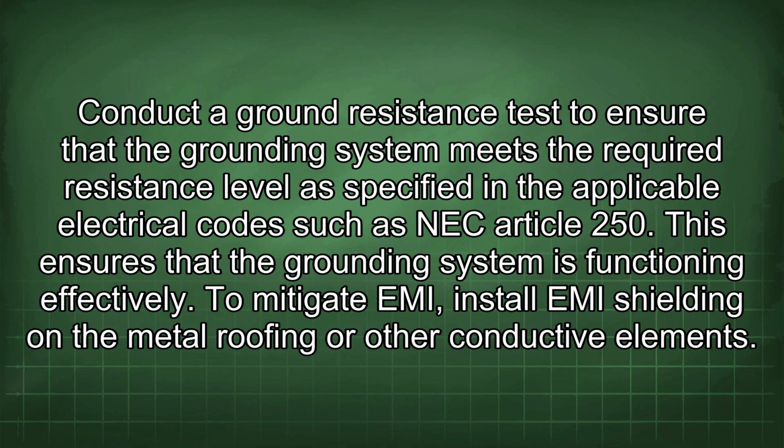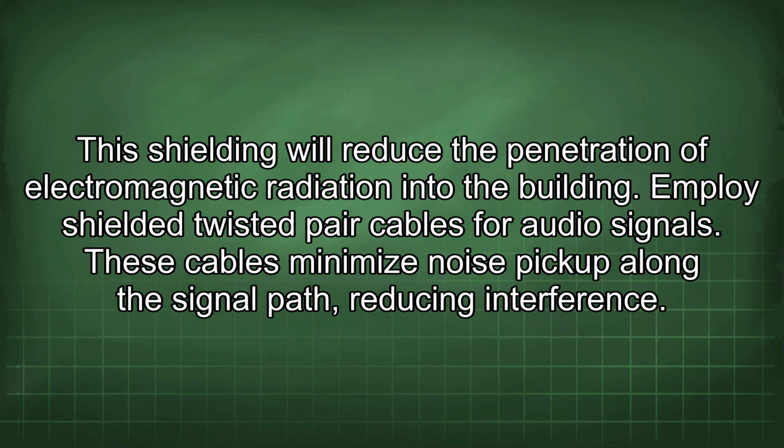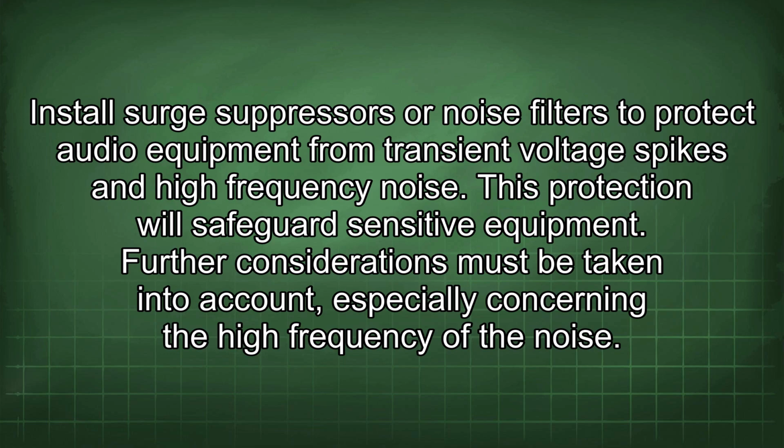To mitigate EMI, install EMI shielding on the metal roofing or other conductive elements. This shielding will reduce the penetration of electromagnetic radiation into the building. Employ shielded twisted pair cables for audio signals. These cables minimize noise pickup along the signal path, reducing interference. Install surge suppressors or noise filters to protect audio equipment from transient voltage spikes and high-frequency noise. This protection will safeguard sensitive equipment.